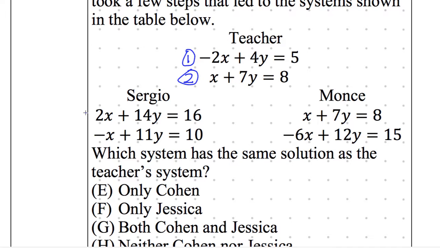So I need to look at this first equation that Sergio has. Where did that come from? Quiet raised hand for someone that still has their card. Where did equation 1 come from?